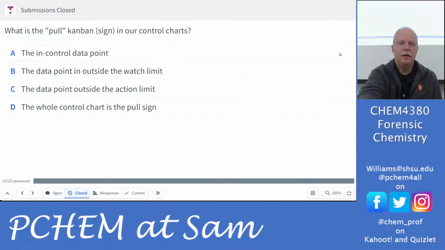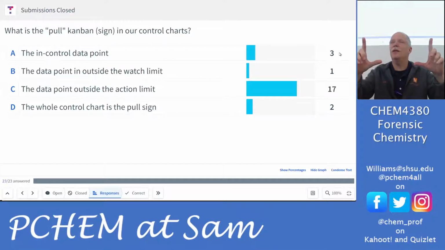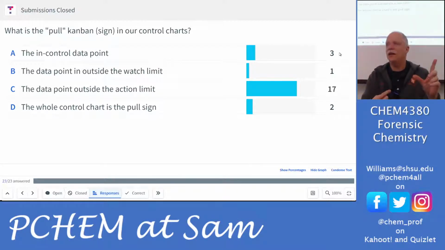Okay, so let's see how everybody thought. Very good. It's the data outside the action limit, and that word action limit's giving it away, isn't it? Okay, so whatever thing causes you to take action, that's the pull. In the past, the pull and the Kanban were synonymous. So whatever we're using as the signal to take action was called the Kanban, but it seems like now that language is shifting to where the Kanban is more like the dashboard too. So you could make an argument that our whole control chart is the Kanban, but still the pull is our action limit. So when it goes above the action limit, that's the pull indicator.